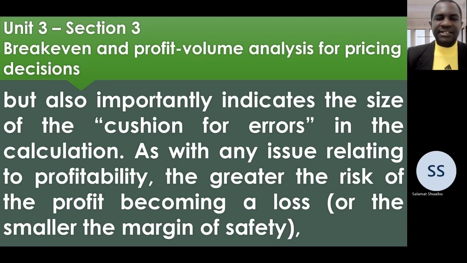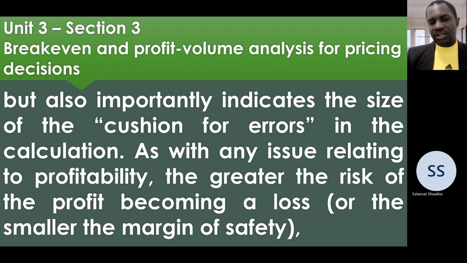So the objective is, I don't want to make a loss, and I don't want any activity or any situation that will push that company to a loss. So we have a cushion, because we could have errors, and we can have uncertainties also. So to cushion or mitigate against that risk of uncertainty, a margin of safety in terms of volume or budgeted revenue will help mitigate this.